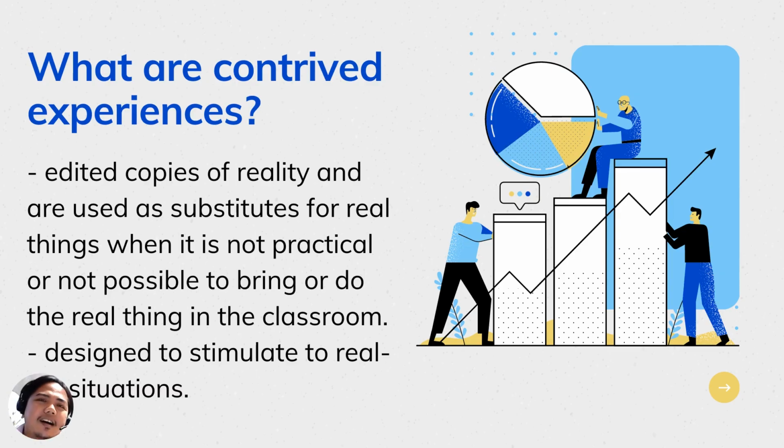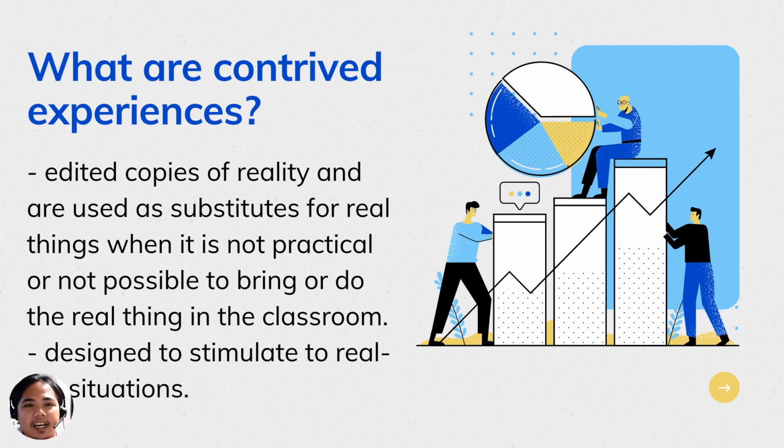Now, what are contrived experiences? The models of the sun or the atom, the globe, the planetarium, the simulation election process, and even preserved specimen in museums fall under contrived experiences. And that is on the second band of experiences in Dale's cone of experience.